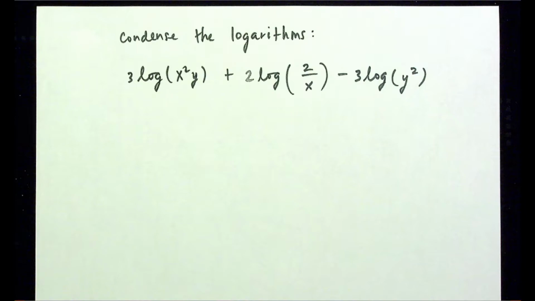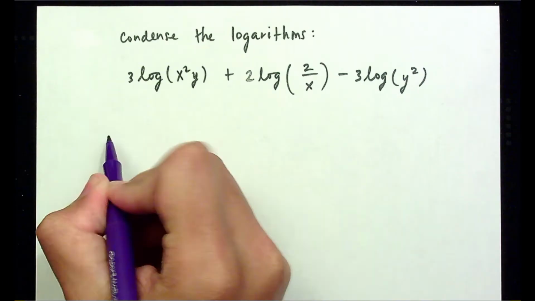Condense the logarithms, or in other words, combine all these logarithms into a single logarithm by using the properties of logarithms. Okay, let's get to it.